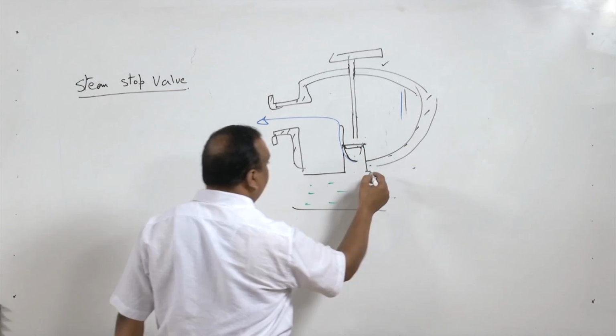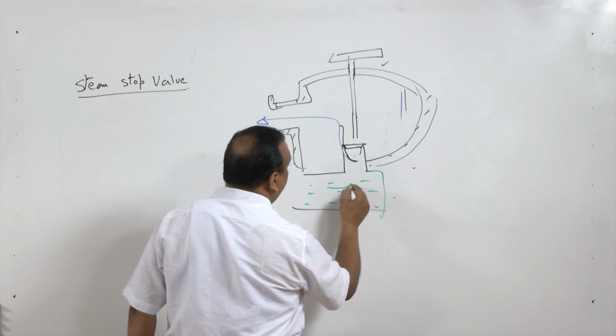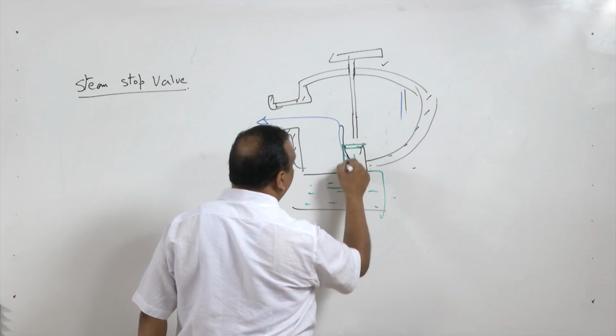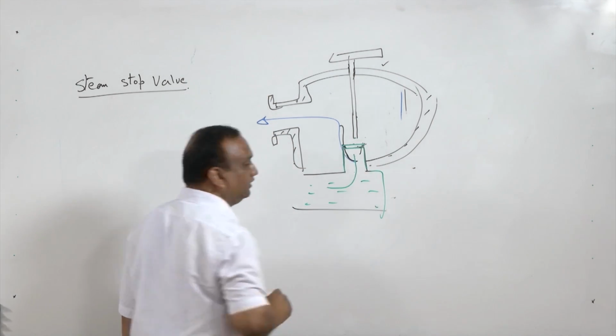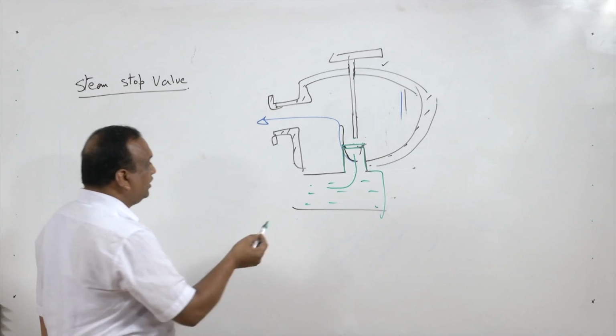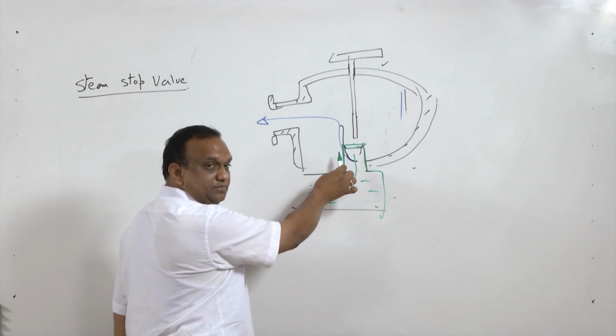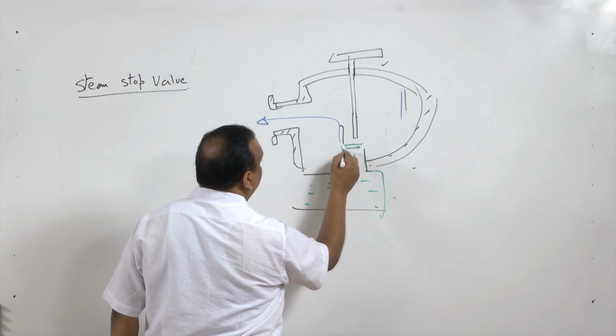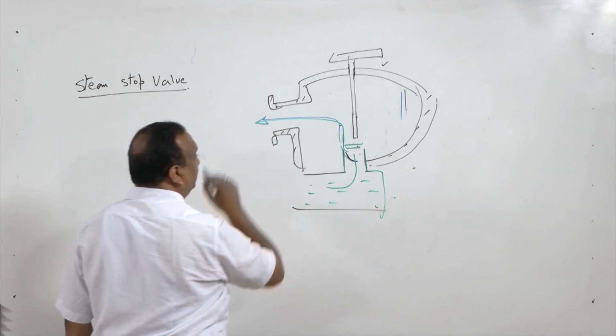So this side is closed, and water will push this disc. This disc is simply resting on this body. It is not connected to this stylus. So the water will push this disc in upward direction, and through this opening the water will come out of this valve.